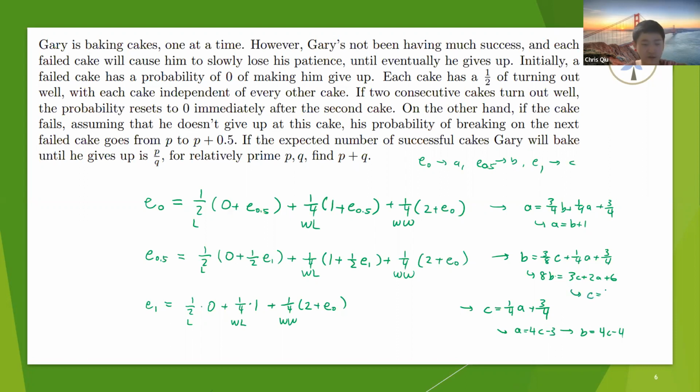And C turns out to be 32/21. And then from C equals 32/21, we can solve for A, which is 4C minus 3. And that gives us an answer of 65/21. So 86 is the correct answer.